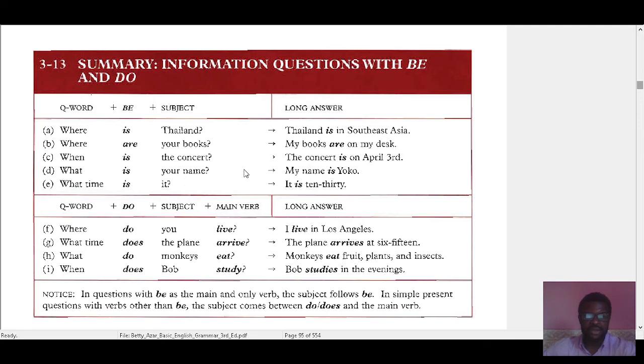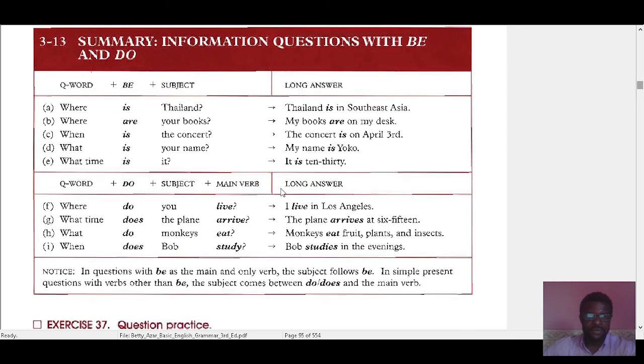When is the concert? The concert is on April 3rd. What is your name? My name is Yoko. What time is it? It's 10:30. Here again they say, where do you? Now we're using do. Question word plus do, then plus the subject, then plus the main verb.